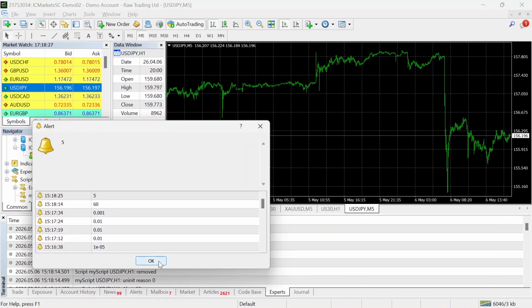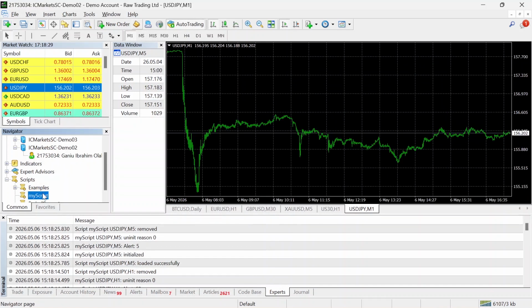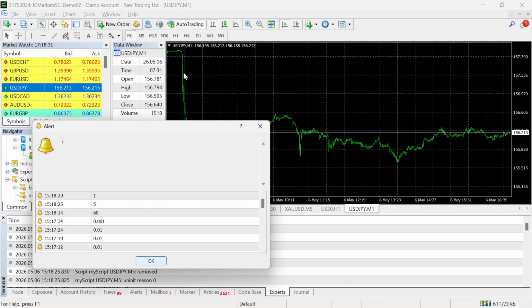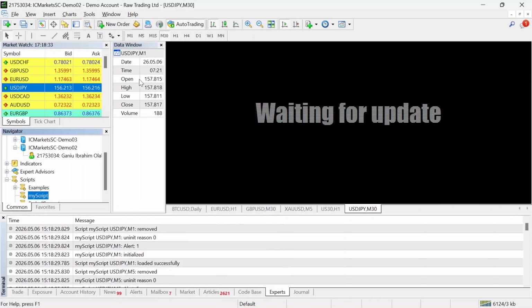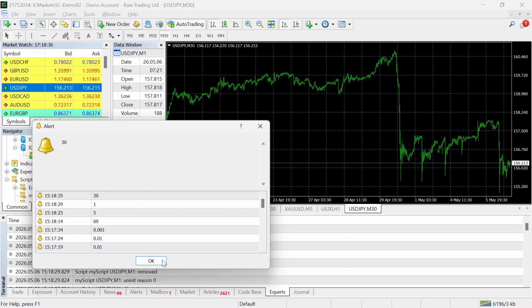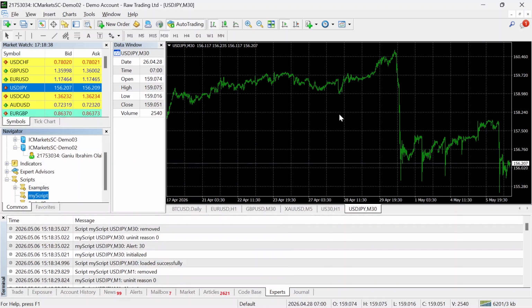Let's change back to 5 minutes. It is going to return 5, if you can guess right. Let's change back to 1 minute. It's going to return 1. All right, let's change back to, let's say, 30 minutes. It's going to return 30. So if you want to get the period, you can get that. It is as simple as that.